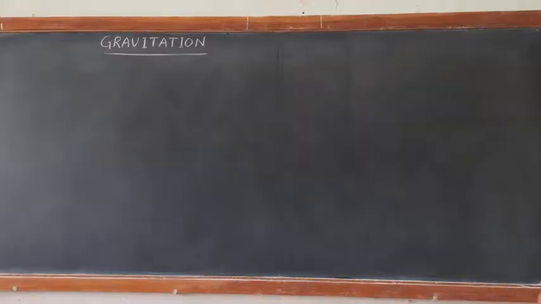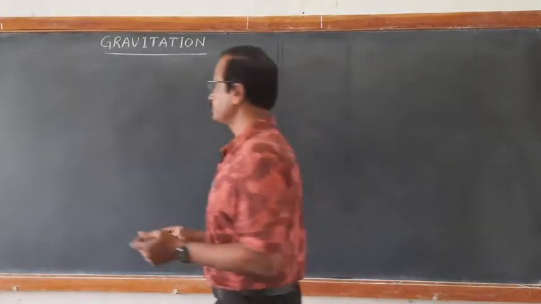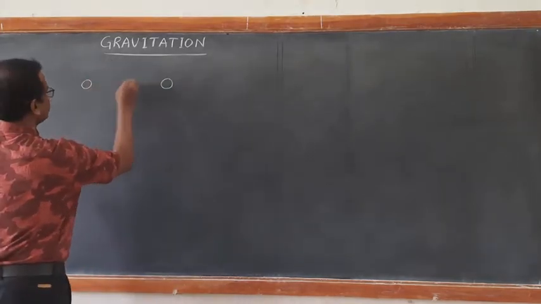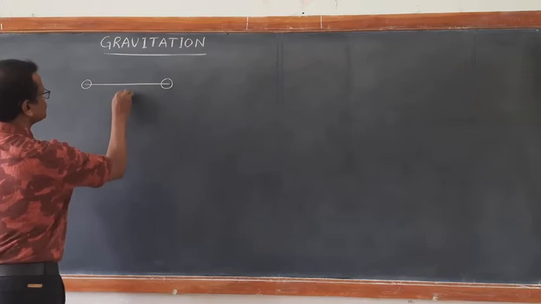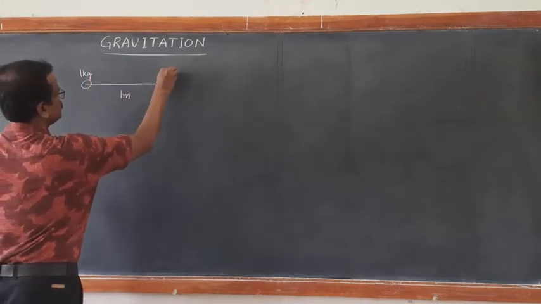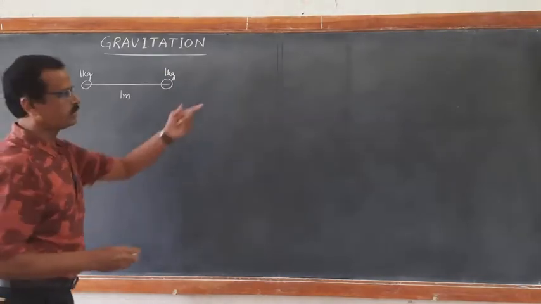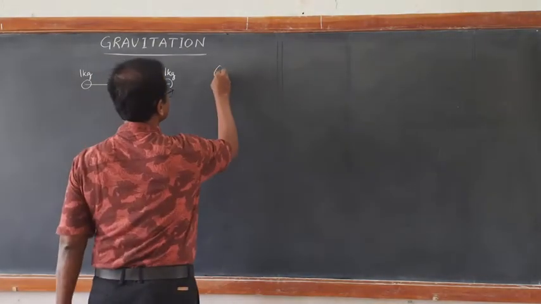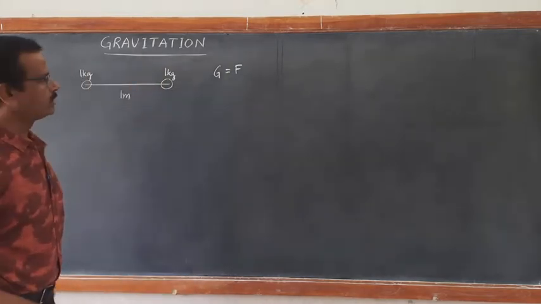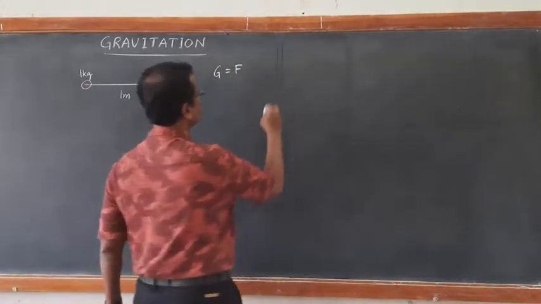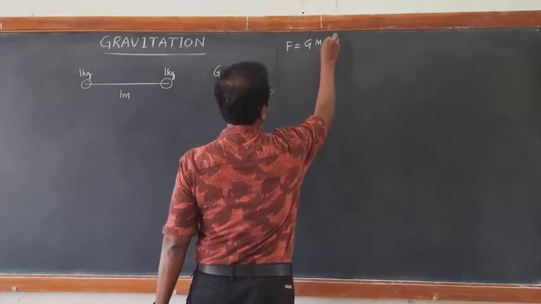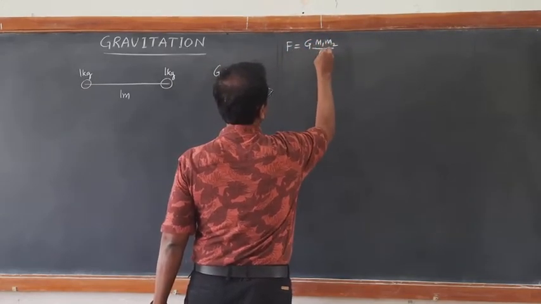So what is the force between two masses of 1 kg each? Suppose these are the two masses of 1 kg each separated by 1 meter distance. Then we get G is equal to F. How did you get this? We know that F is equal to G m1 m2 upon r square.